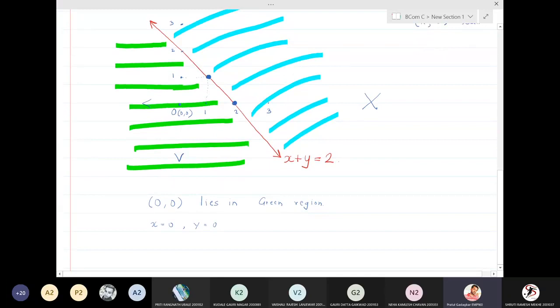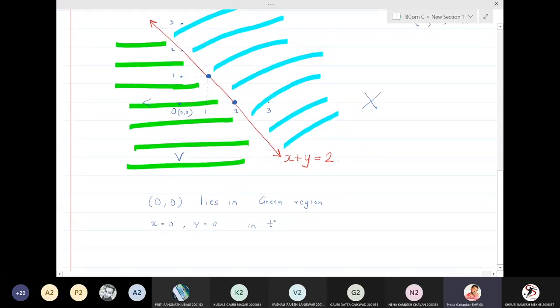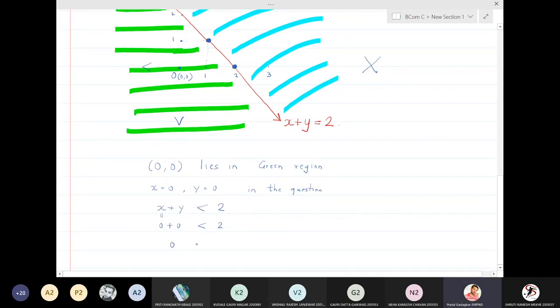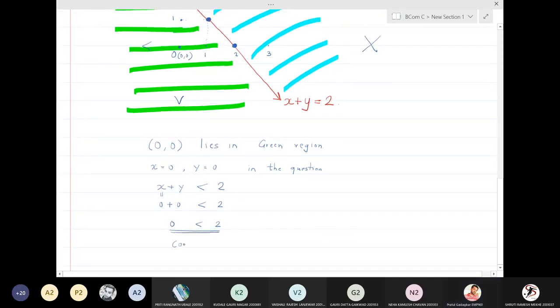Right? And put x equal to 0 and y equal to 0 in the question. What was the question? The question was x plus y less than 2. Okay, so put x equal to 0, put y equal to 0, less than 2. So this means 0 plus 0 is 0, less than 2. Is 0 less than 2? Yes, it is correct. So if it is correct, it means the green region is correct, because we started with the green region, right? So the green region is correct. Therefore erase the blue region. It is the blue part.